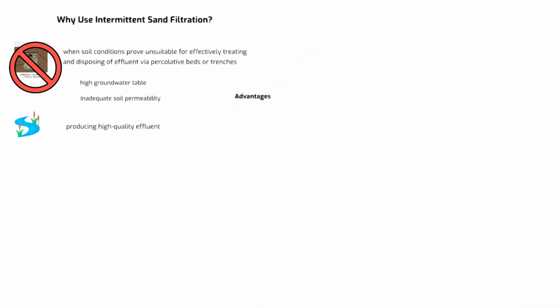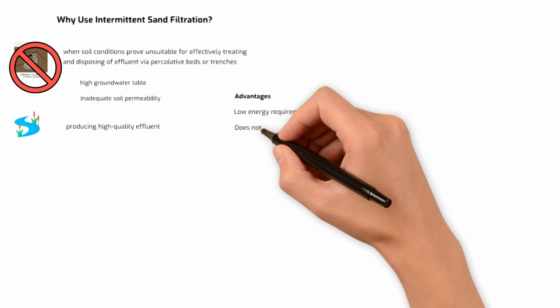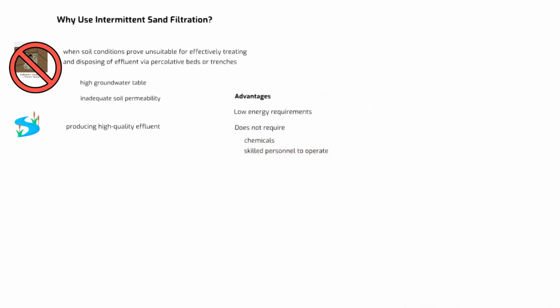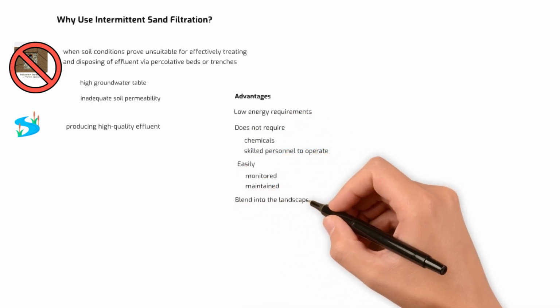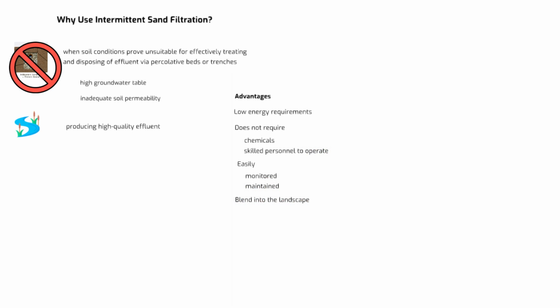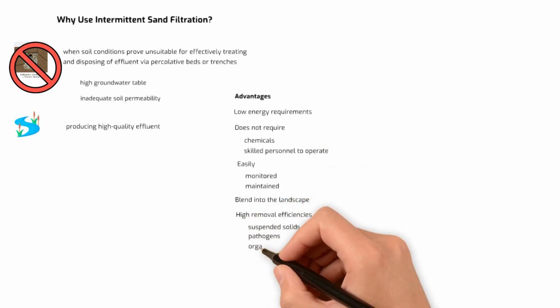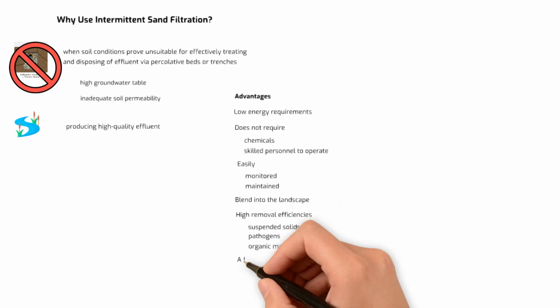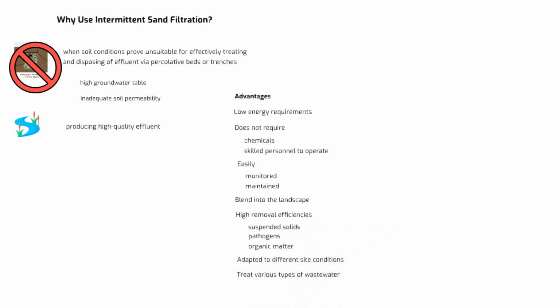Further advantages of intermittent sand filters are low energy requirements and does not require chemicals or skilled personnel to operate. It can be easily monitored, maintained, and installed to blend into the landscape. It can achieve high removal efficiencies for suspended solids, pathogens, and organic matter and produce high-quality effluent. It can be adapted to different site conditions and treat various types of wastewater.